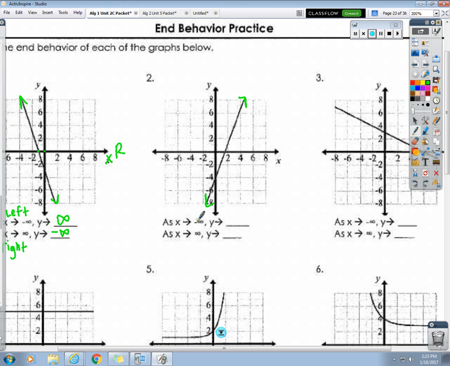X approaches negative infinity means what direction? Left. Remember, x is only left to right, and negative would be left. So x approaches positive infinity would be right. As this graph goes left, it's going down. So negative infinity goes on top this time, and as you go right, you're going up. So positive infinity. Okay, so go ahead and try 3 quickly.